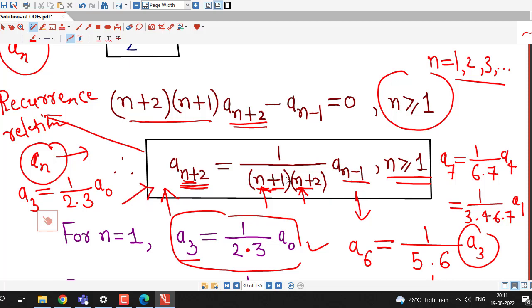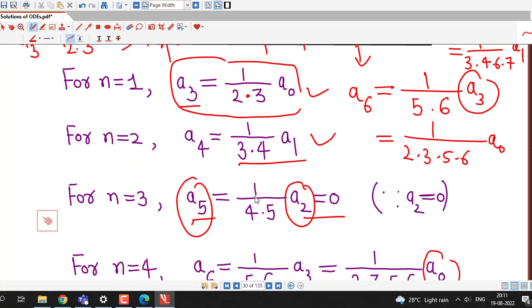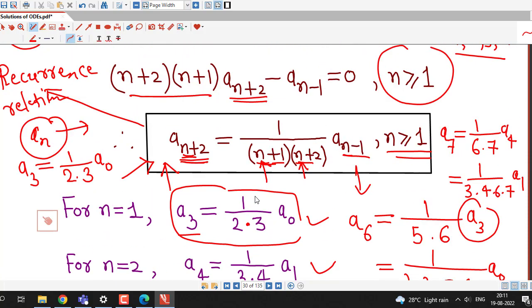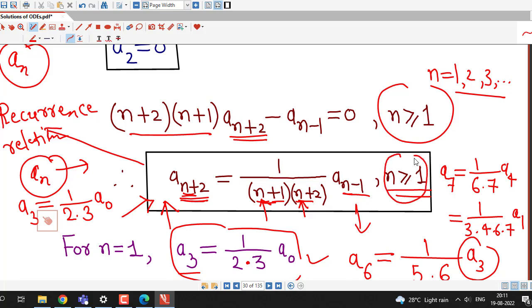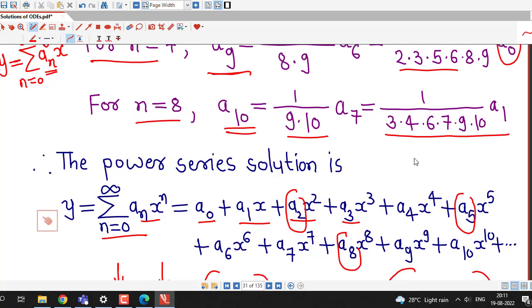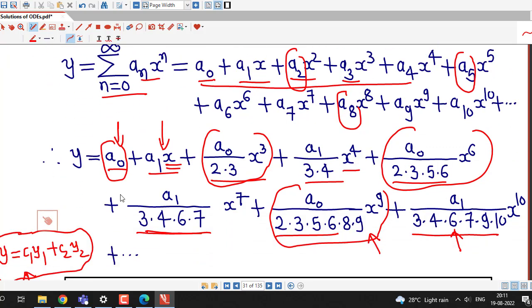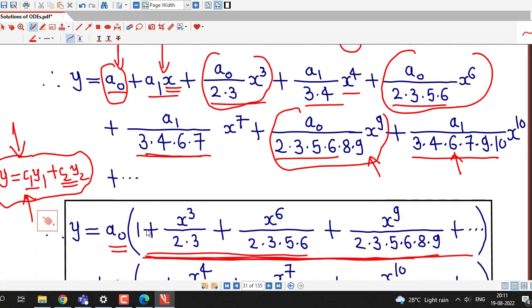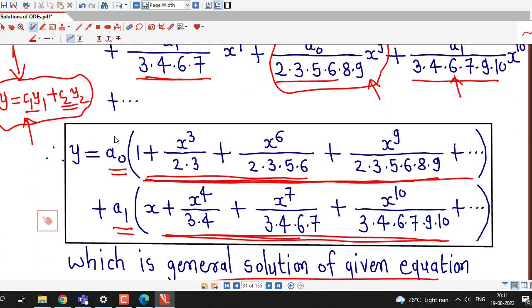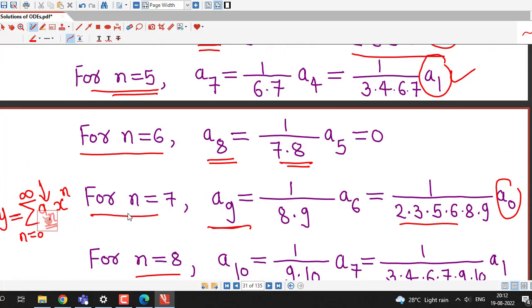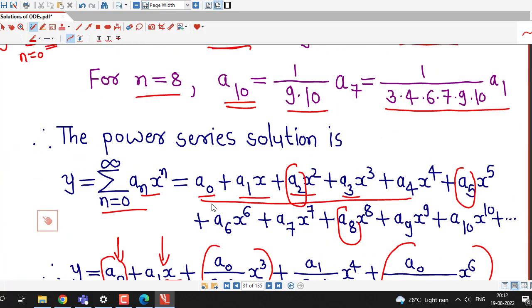This will be different in different differential equations, and from this recurrence relation try to obtain some values of these an by taking particular values of n, and after that you substitute all these values in this solution, and after that you try to write down your solution in this form. So finally your solution must have only two arbitrary constants. Here a0 and a1 are arbitrary constants. All other constants are converted in terms of a0 and a1.